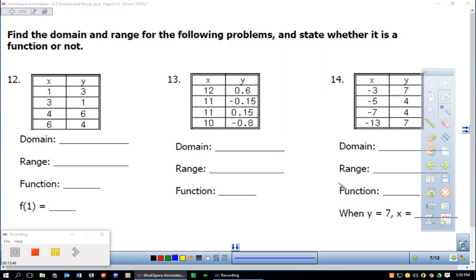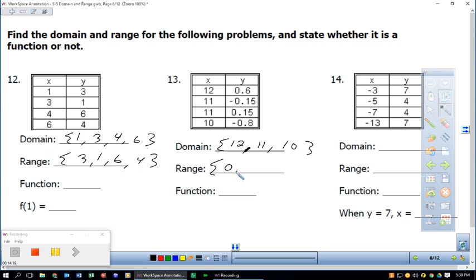Number 12. These usually go really fast. The domain is the list of all the possible x's. So the x's here are 1, 3, 4, 6. Those are all our x's. Same thing with 13. We're going to have a list. We're going to have 12, 11, and 10. And since it's a list, we only have to write 11 once. Our range, however, is going to be the list of the y's. So our range is going to be 3, 1, 6, 4.